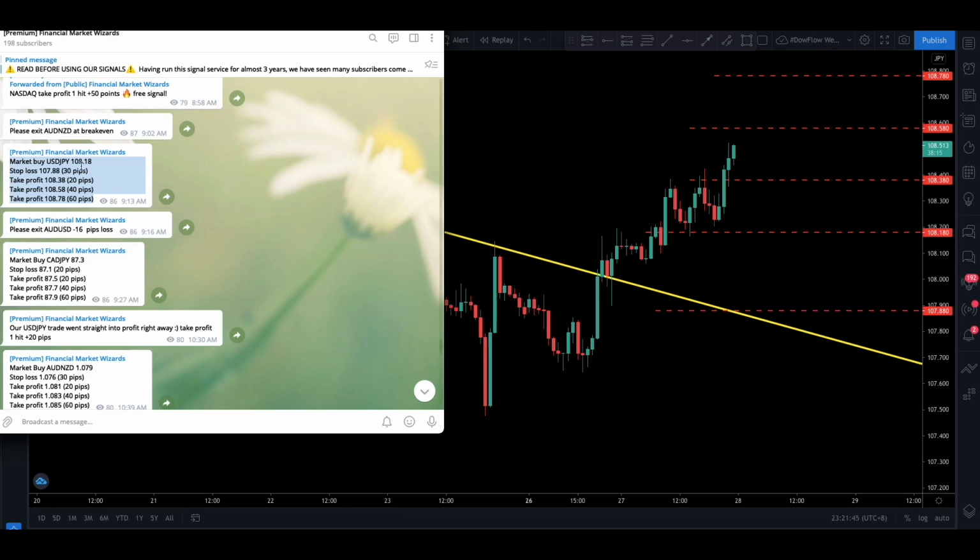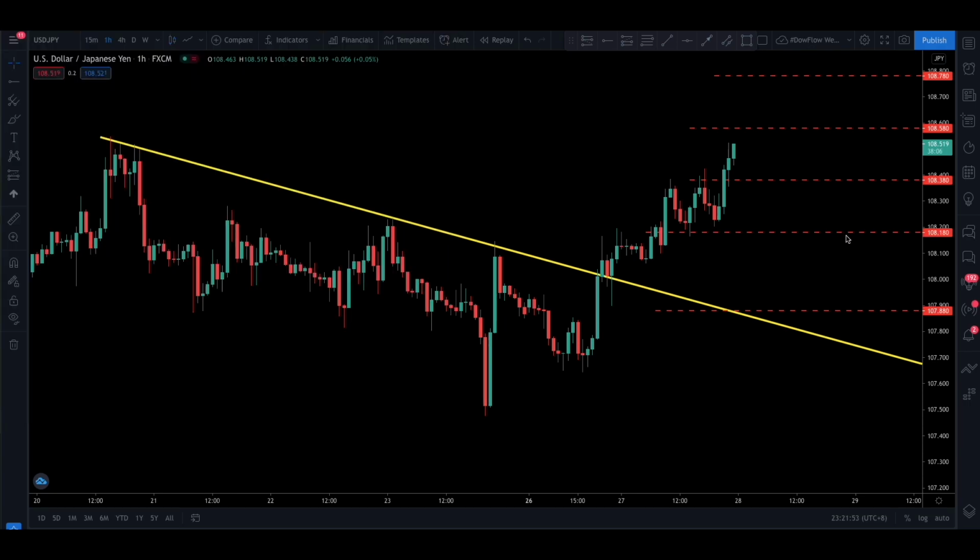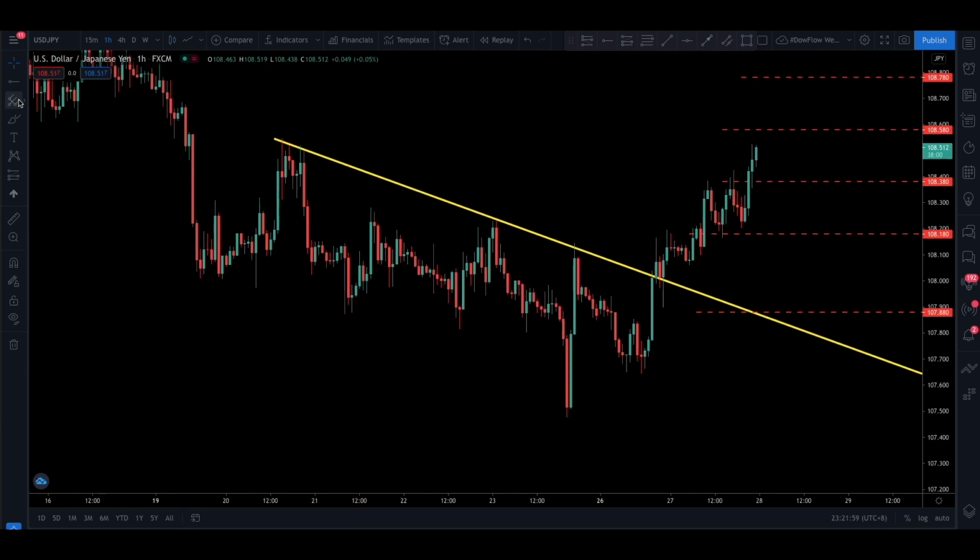So in this video, I want to break down this trade that we took. I want to show you the reason behind this trading idea, why we entered at this price, why we placed a stop loss here, and how we actually got this trade. So right here, I'm at the dollar yen chart.